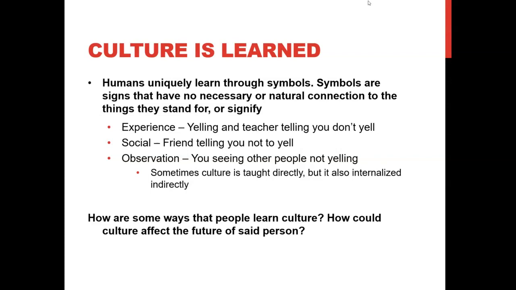And finally, observational. Observational is when you see other people not yelling. So you're about to yell out the answer, and you look around and you're like, "Oh, no one else is yelling out the answer, and everyone's raising their hands, so I better raise my hand." These are the 3 ways in which we learn cultural norms. And they can apply to any cultural norm you can think of.